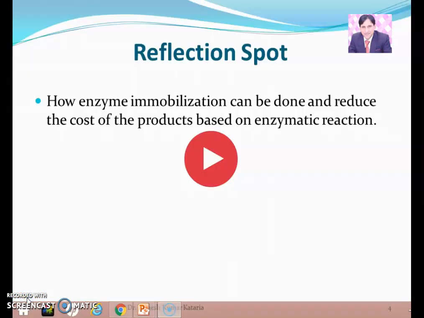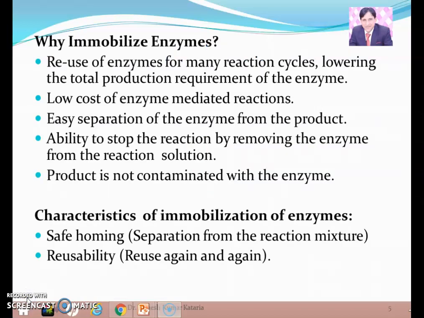Here the reflection spot arises. Question to the learners: how can enzyme immobilization be done and how does it reduce the cost of the products based on enzymatic reactions? Just think over that, write whatever you can think, then further it will be explained in the coming slides. Okay, why immobilize enzyme?